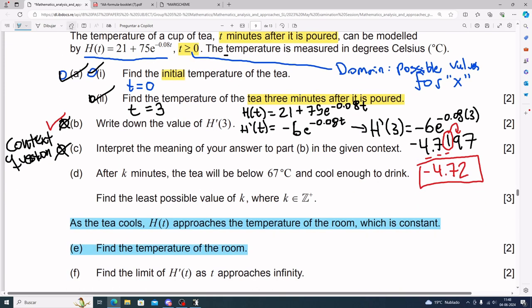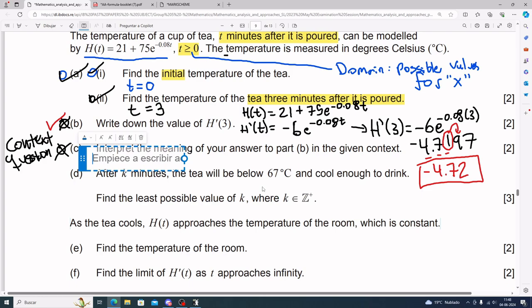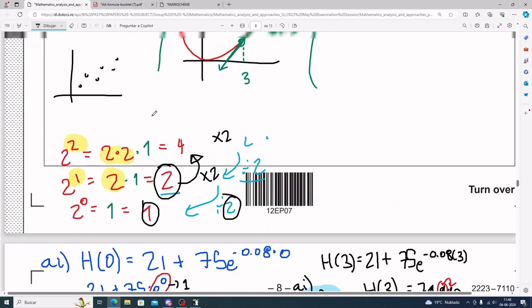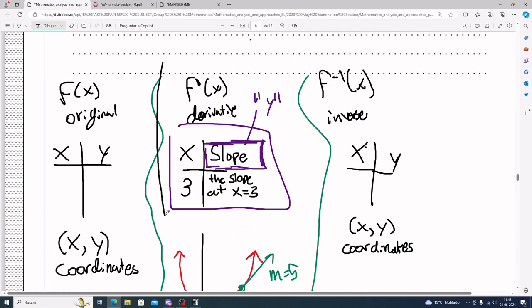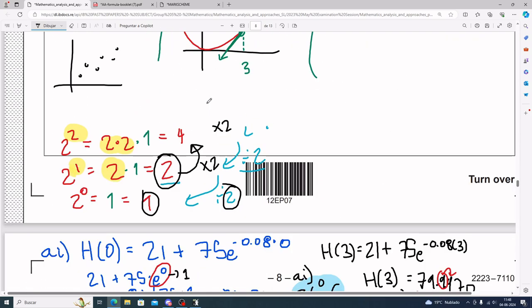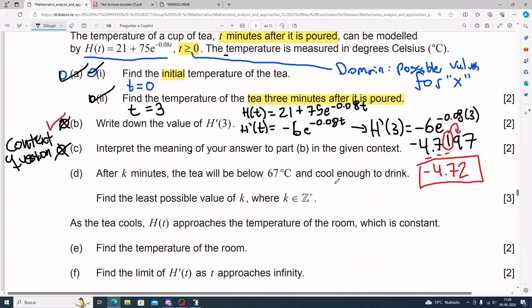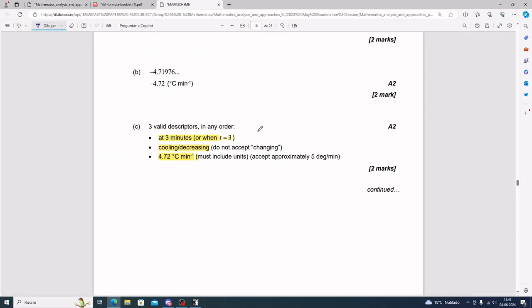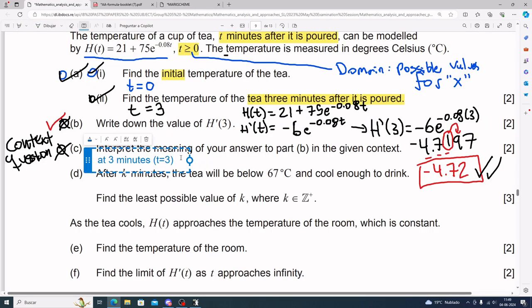But anyways, back to reality. For part C, it's a context question. We need to interpret the meaning of your answer to part B in the given context. And so here, there are a lot of different ways that you can interpret this, but the main thing that I told you earlier is they want you to know that when you plug in 3, you're getting the slope at x equals 3. And so the slope, easy question, is it positive or negative? Clearly the slope is negative. And so what you can say is that at 3 minutes, so here you already identify that t equals 3, which is the first point that they give you there.